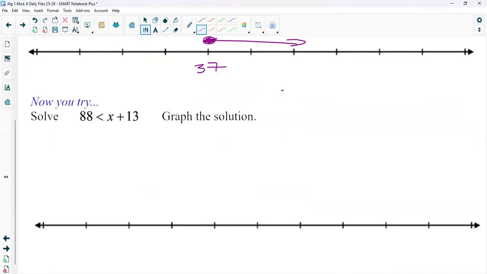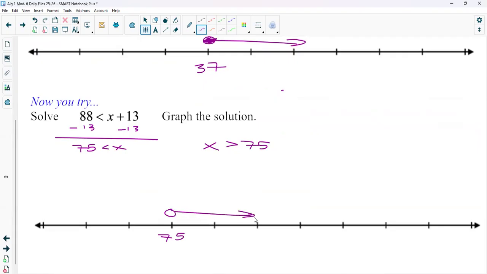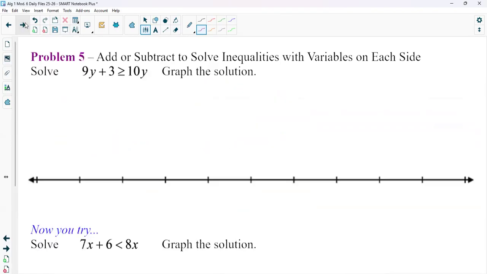Okay, we're trying to get this variable by itself. So let's go and subtract 13 from both sides. I'm going to get that 75 is less than x. Highly recommend rewriting it, starting with the variable. X is, this opens towards the x, so it's got to stay opening towards the x, so x is greater than 75. Let's go and plot 75. Nice open circle there, and we're going to the right because we are greater than.